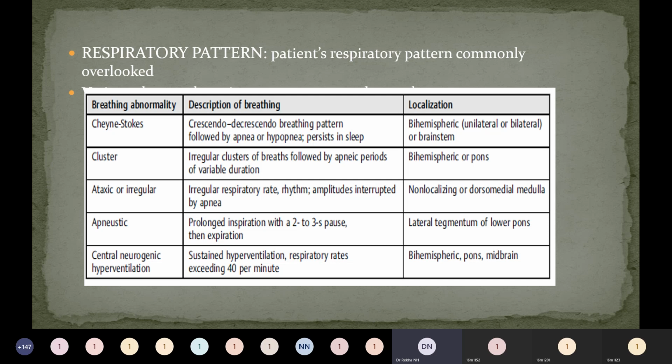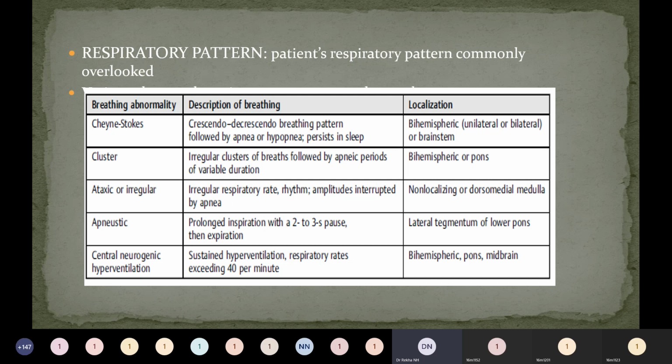Then Kussmaul's breathing is an increase in rate and depth of the respiration. Usually we get it in patients with diabetic ketoacidosis. Cheyne-Stokes breathing we get in a bilateral hemispheric lesion.